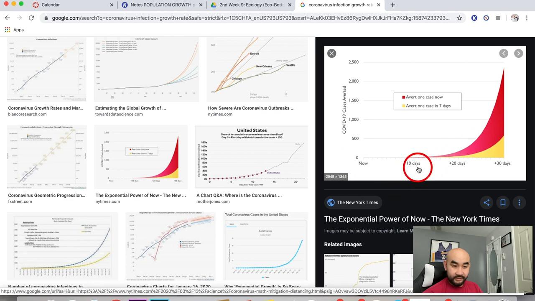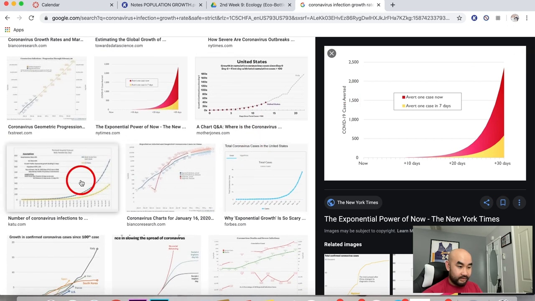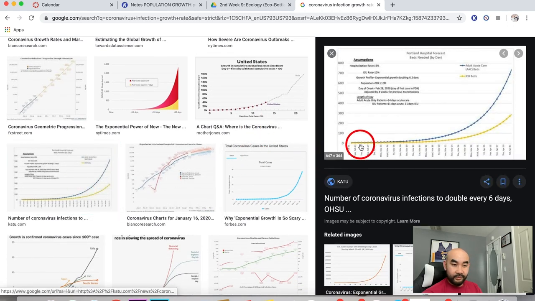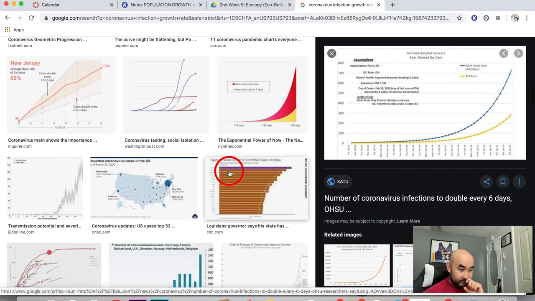COVID-19 case, you see, coronavirus, right? Case.